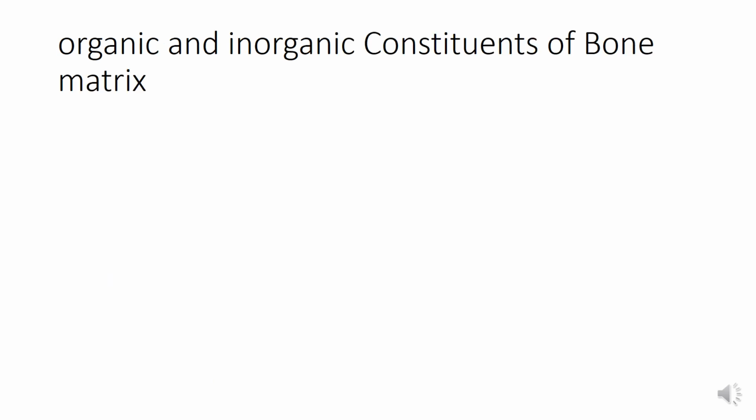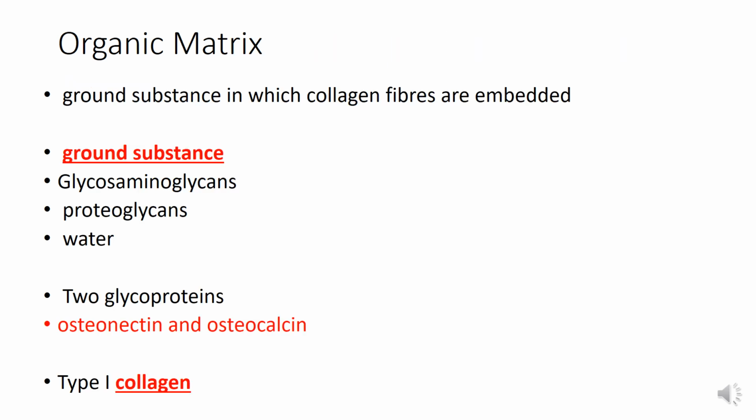Coming to the organic and inorganic constituents of bone matrix. The organic matrix contains ground substance in which collagen fibers are embedded. You have already studied ground substance. It contains glycosaminoglycans, proteoglycans and water. 2 special glycoproteins found within the bone are osteonectin and osteocalcin. And there are different types of collagen, as you know, and the collagen present within the bone is type 1 collagen.